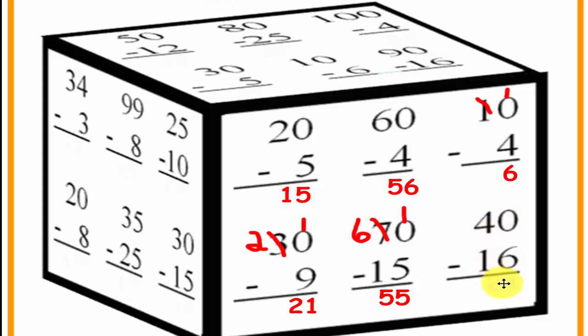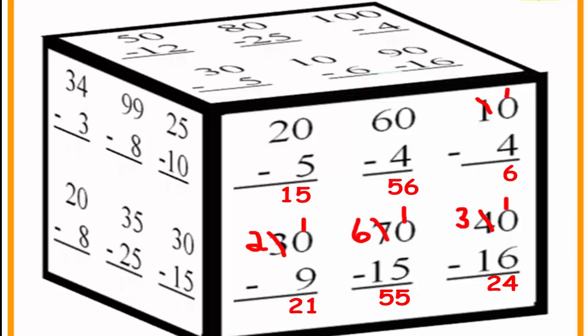40 minus 16. The answer is 24. How do we get that? 6 from 0, can't do. You have to borrow a 10, which makes this no longer a 4, but a 3. And this is a 10. 6 from 10 is 4. And 1 from 3 is 2. So the answer is 24.